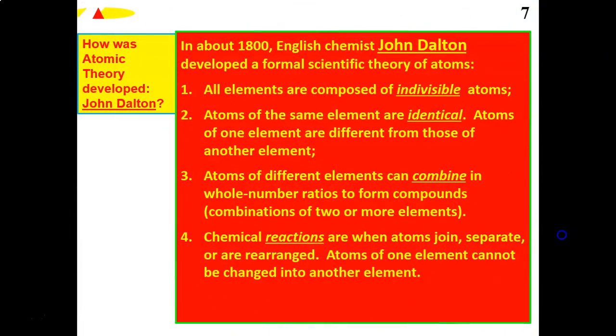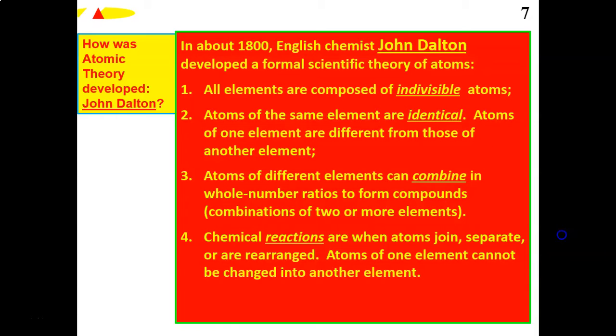Now, the atomic theory came about in the early 1800s with a man named John Dalton. In about 1800, English chemist John Dalton developed a formal scientific theory of atoms. First, all elements are comprised of indivisible atoms. Well, there's a slight modification on that. We know now that you can split an atom. That's how nuclear power is obtained. But for the most part, that is a correct statement, that atoms are indivisible. We don't break up atoms, generally speaking, in chemistry.